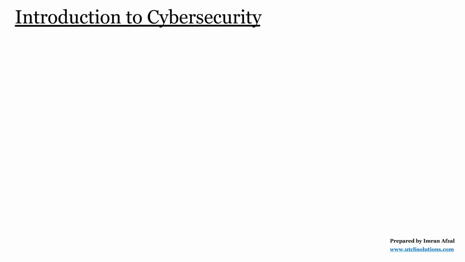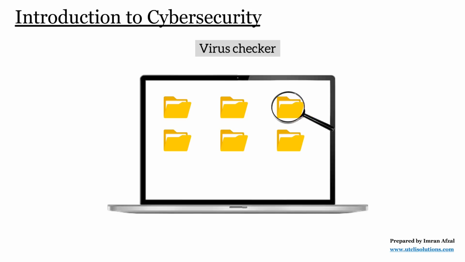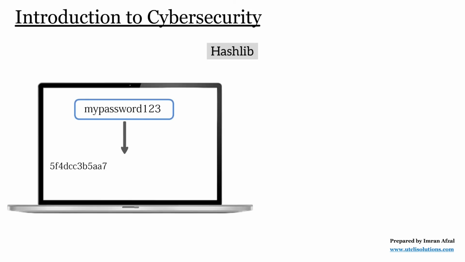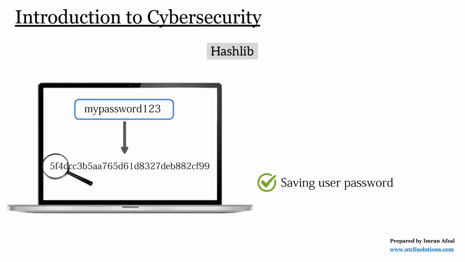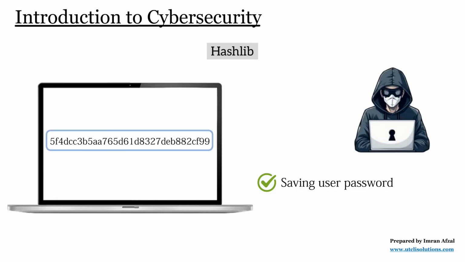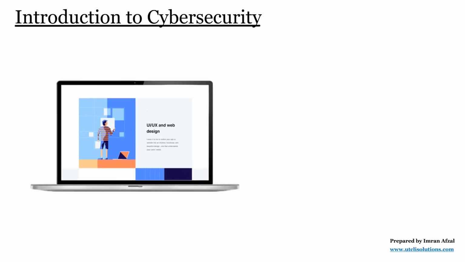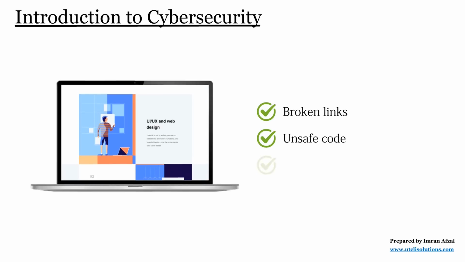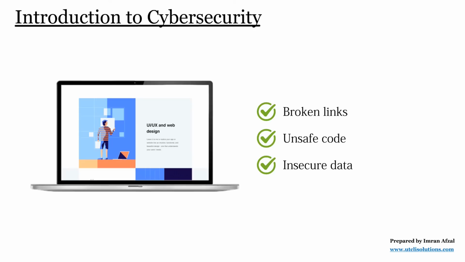Python also helps in creating simple virus checkers that go through your files and search for patterns that match known threats. Python has a library called hashlib that lets you convert a password into a secret code. This is helpful when saving user passwords in a secure way so that no one can read them directly. If a hacker enters your system, they will only see the secret code, not the actual password. Python also helps in scanning websites. For example, it can visit every page of a website and look for broken links, unsafe code, or places where data is not secure. This helps find weak areas in a website before a hacker finds them.